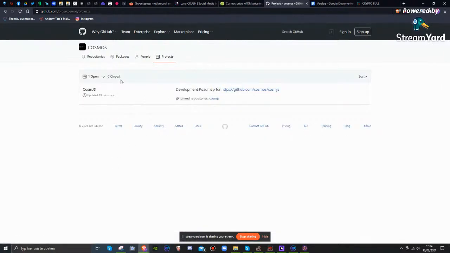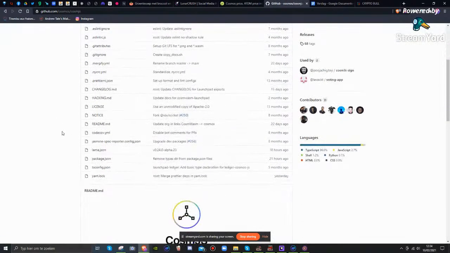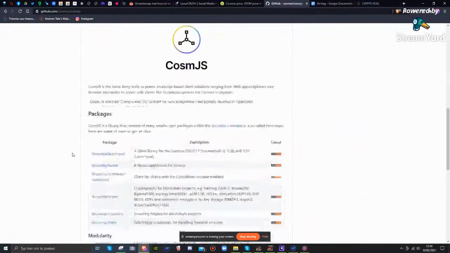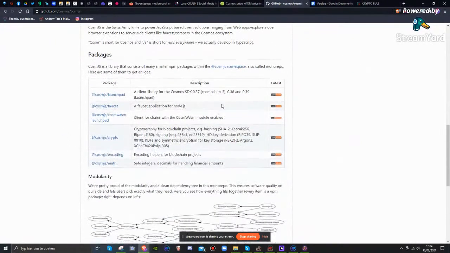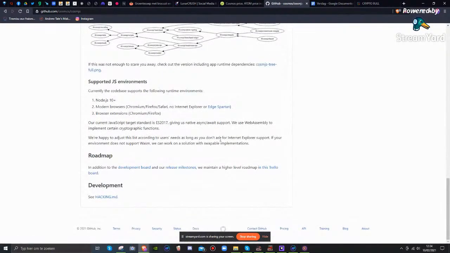Development roadmap, 1 open, 0 closed. I'm going to click on it. Yeah, and this is the entire programming. So yeah, there's a README, client library, faucet application, clients for chains with Cosmos, modularity, and they also have a nice roadmap. I'm not going to open it, but the inclusion of a roadmap generally indicates their future plans with the project itself.